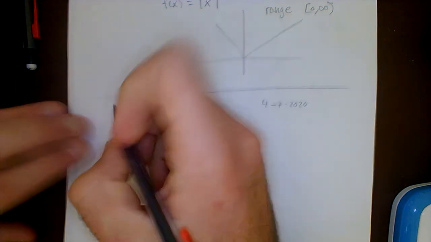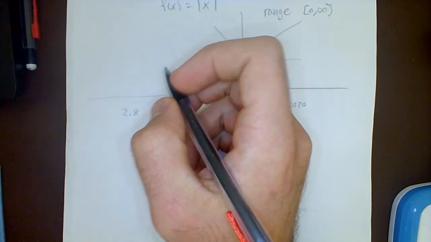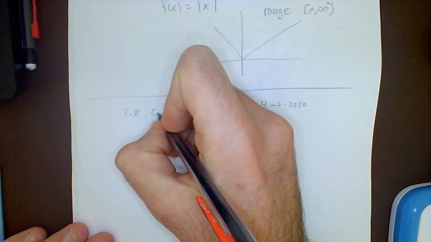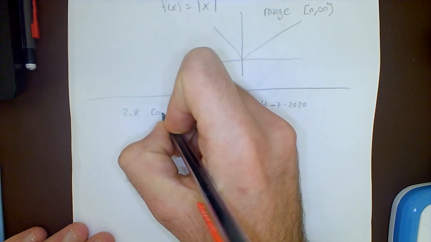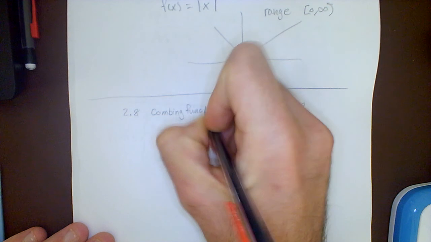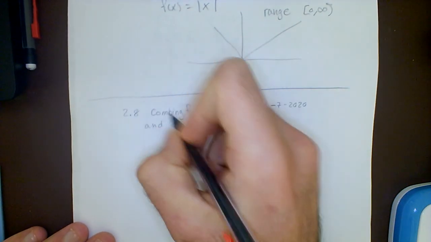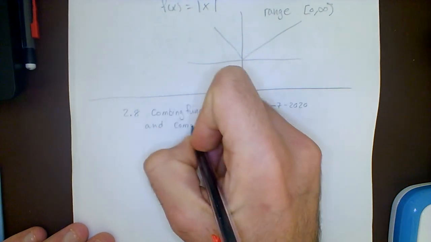And today we will be talking about section 2.8, which is combining functions. Combining functions and composite functions.